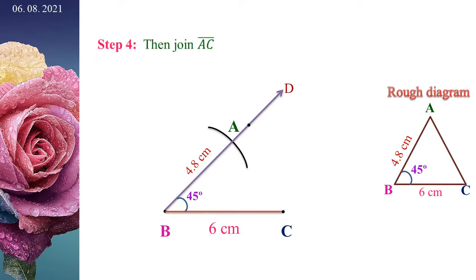Step 4. Then join line segment AC. Take a scale, joining line segment AC. The required triangle is ABC, BC 6 cm, AB 4.8 cm, angle B 45 degrees.